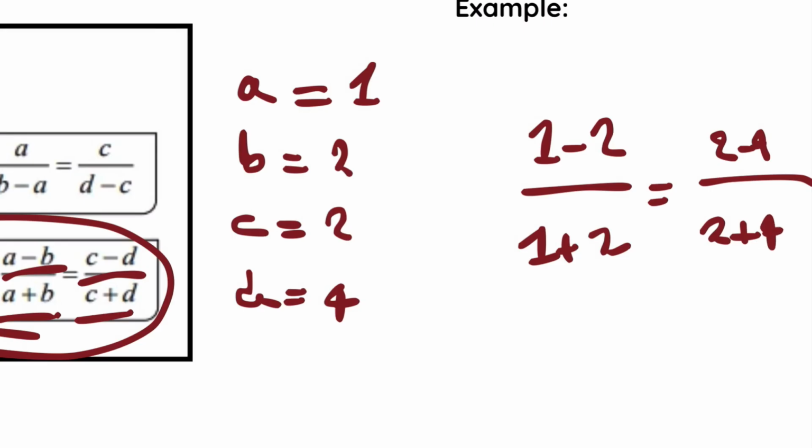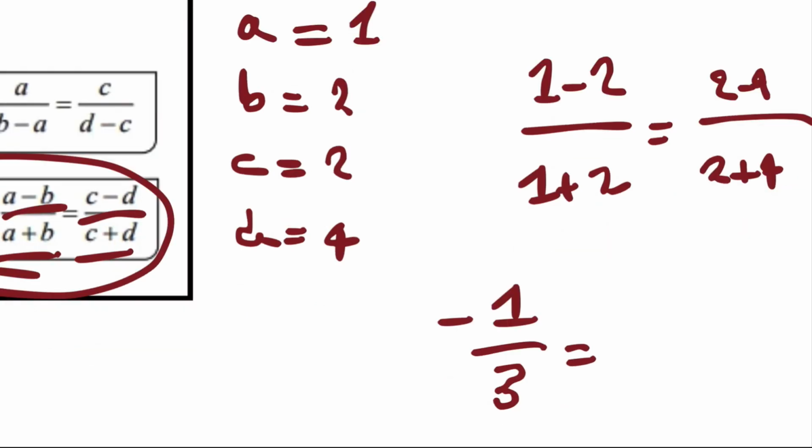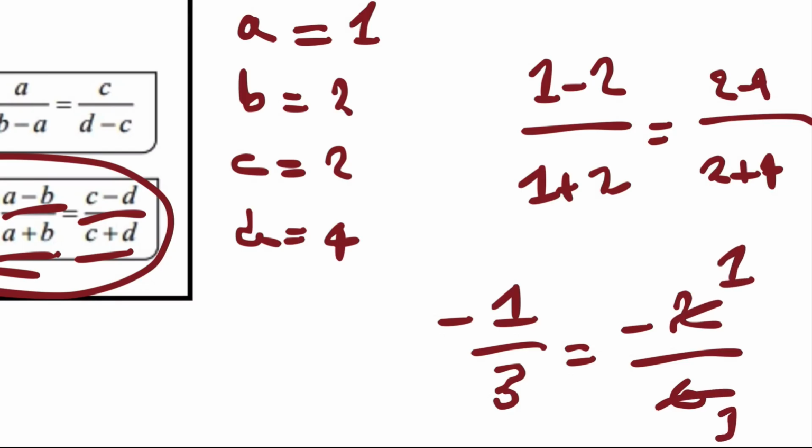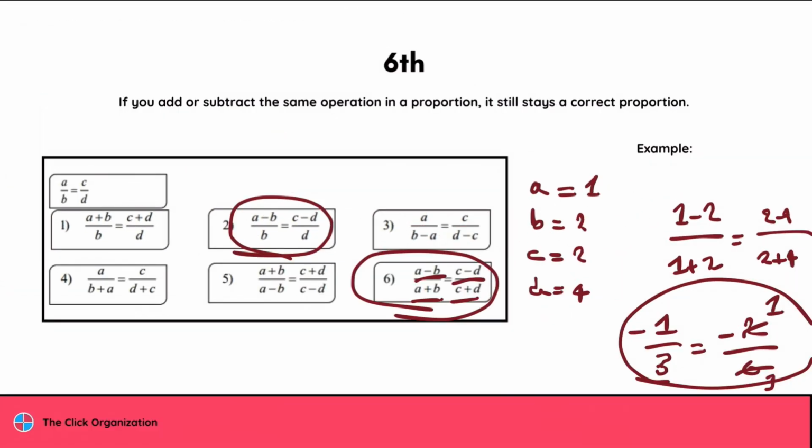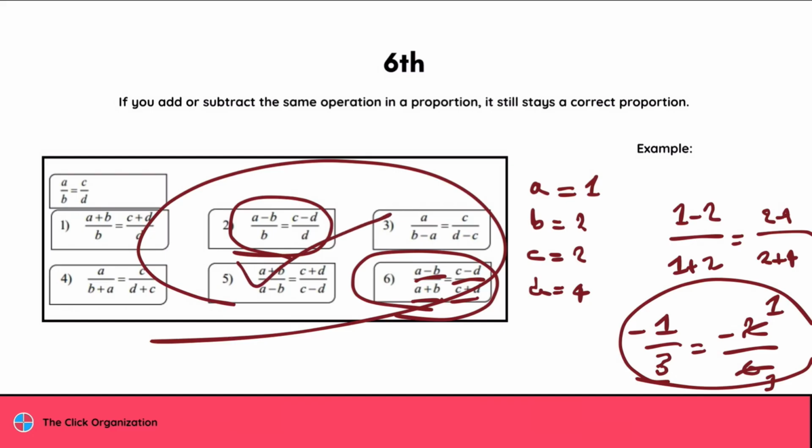Let's simplify this. So 1 minus 2 is equal to minus 1, and 1 plus 2, 3. So the next one, minus 2 divided by 6. And if we simplify this, this is going to be minus 1 divided by 3. And this is why these rules and these relations work. So if you want to practice even more, do examples for the other relations, like the first one, second one, and so on.